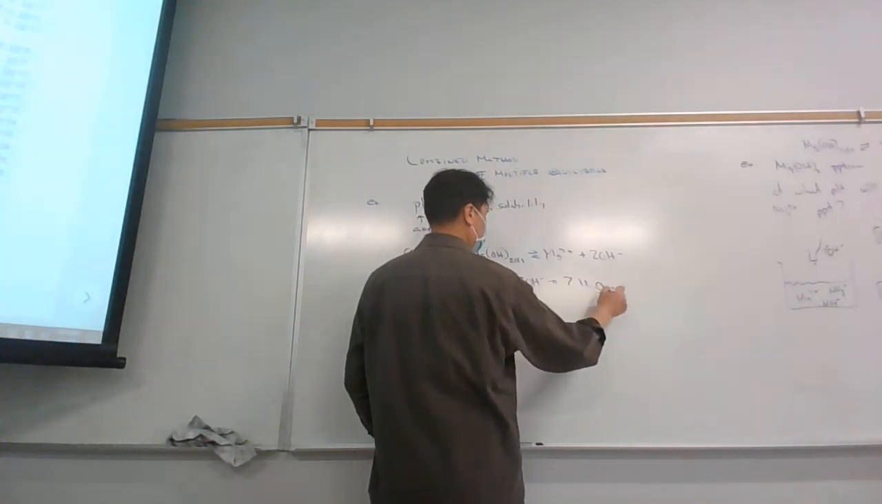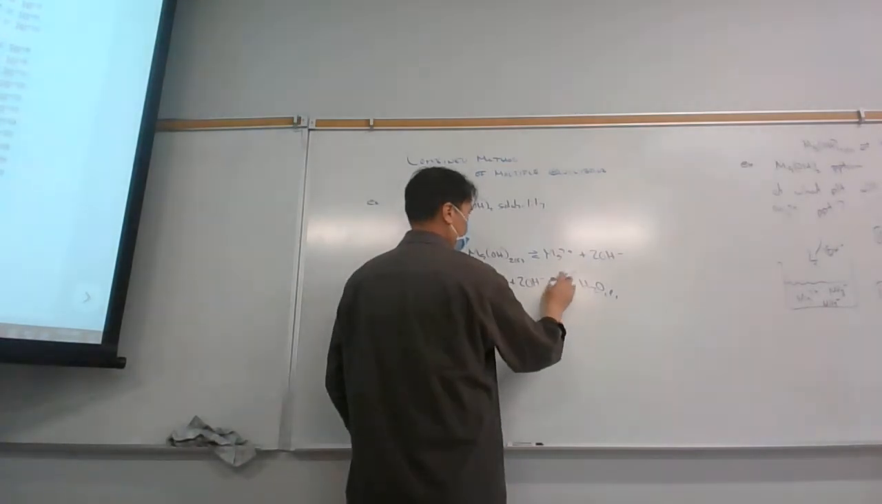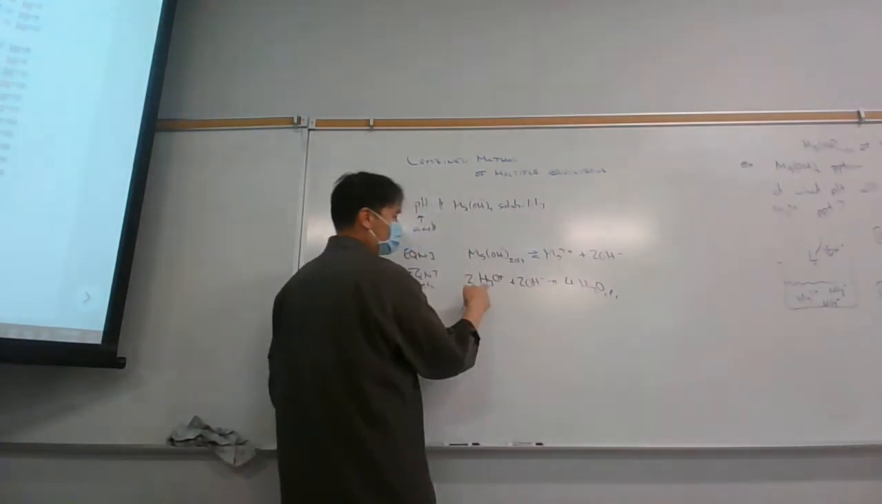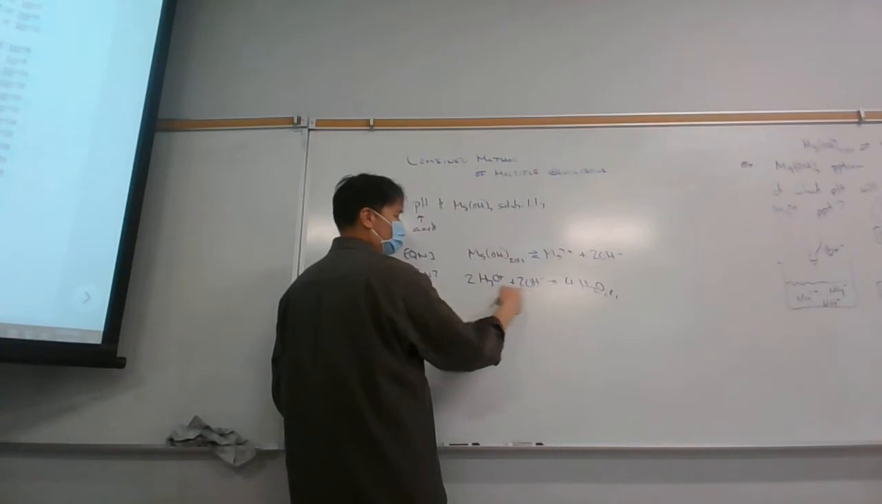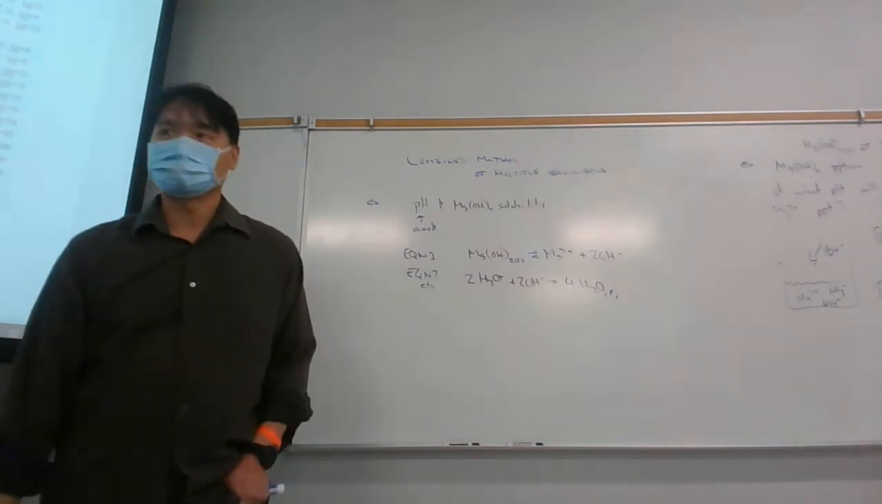All right, let's just make sure. Actually, 4 waters. Let's see if that balances. So we have 6 hydrogens here plus 2 hydrogens here is 8 hydrogens. 2 oxygens plus 2 oxygens, 4 oxygens. It's going to be 4 waters. So it's done.